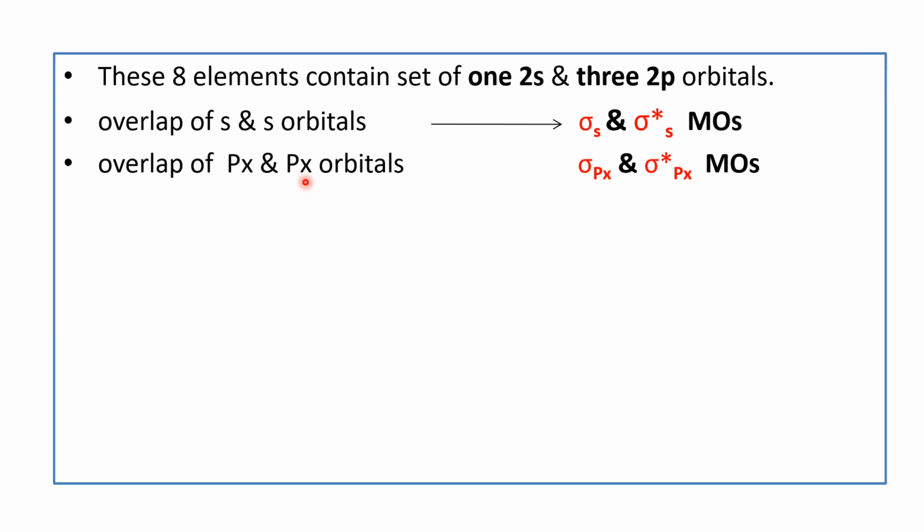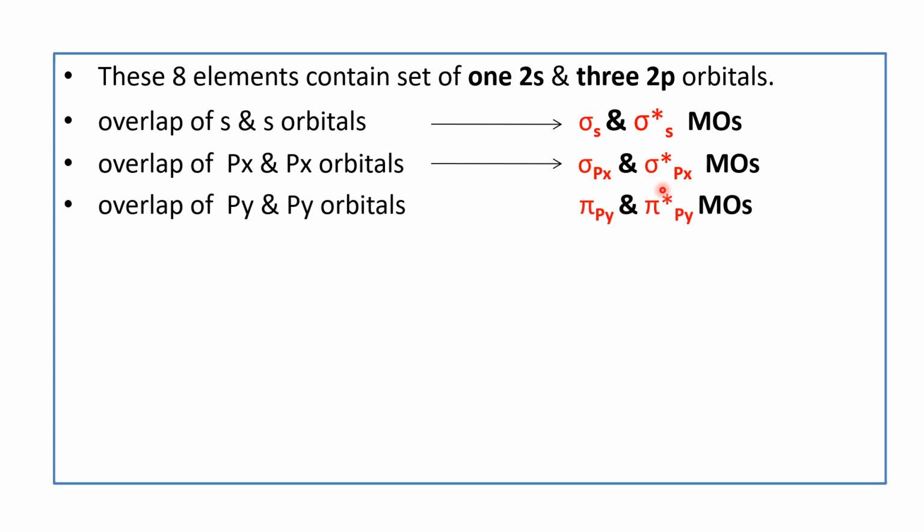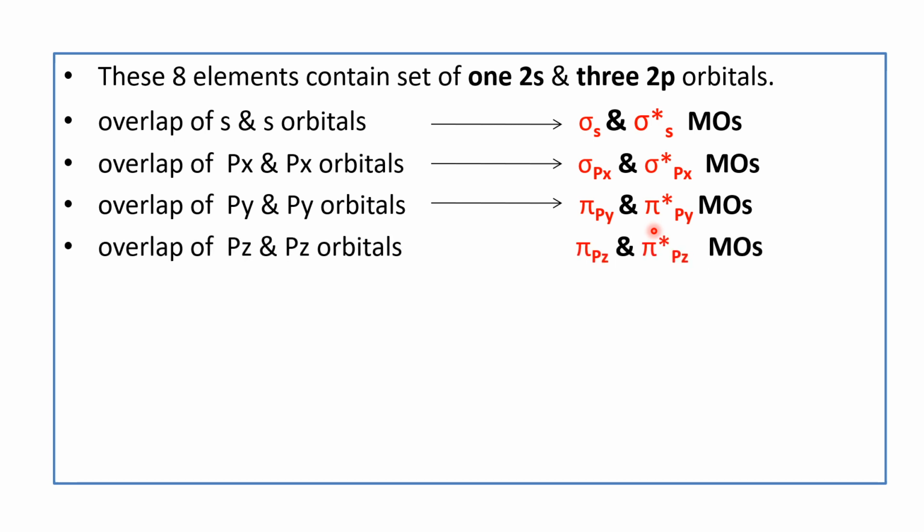as there are 2 atomic orbitals, there should be formation of 2 molecular orbitals. So the 2 molecular orbitals are bonding and anti-bonding. Bonding is sigma px and anti-bonding is sigma asterisk px. Similarly, when there is an overlap of py and py orbitals, again it results in the formation of 2 molecular orbitals. The bonding is pi py and the anti-bonding is pi asterisk py. And lastly, when there is an overlap of pz and pz atomic orbitals, it gives the formation of bonding pi pz, and anti-bonding pi asterisk pz molecular orbitals.